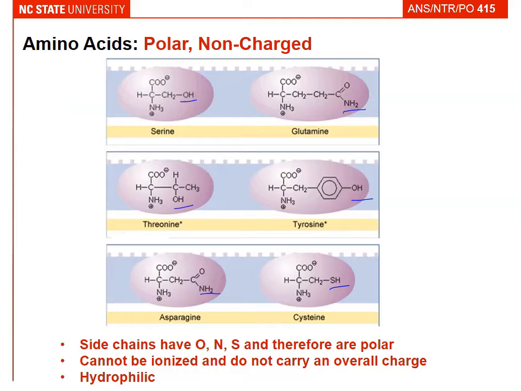Unfortunately, they cannot be ionized, and don't carry an overall charge. But because they are polar, they are still hydrophilic. They like to be in water.